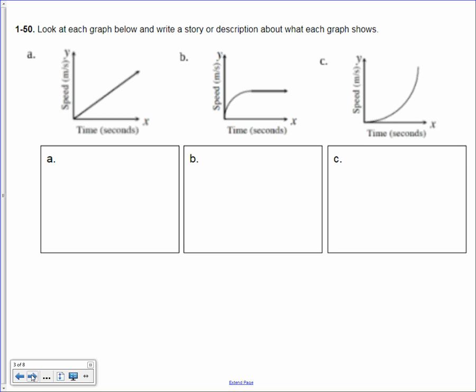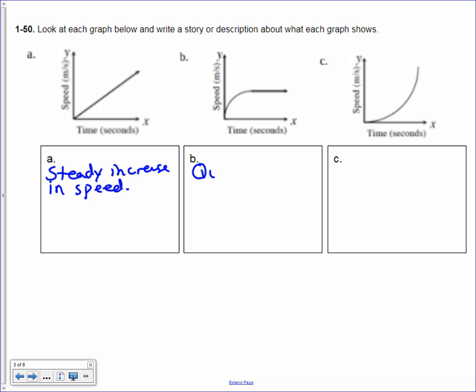For problem 50, you had to write a story. Your story needed to include what the graph was looking like. So it needed to make sure it talked about time and distance. So in part A, you need to write a story, don't just copy this word for word, that it had a steady increase in speed. So you could have said something like, my car started out, I sped up, and I just kept speeding up, speeding up, speeding up.